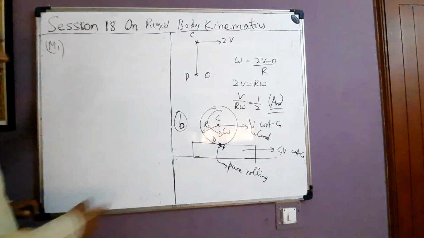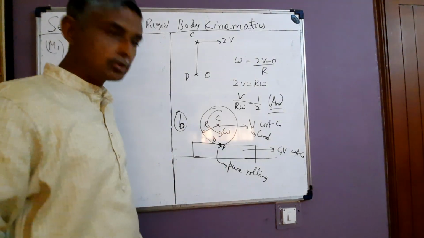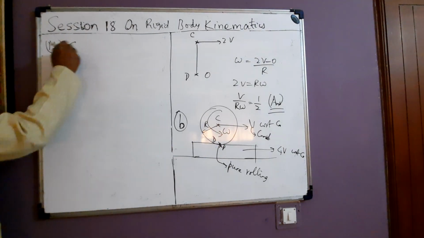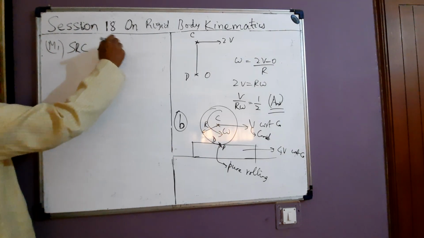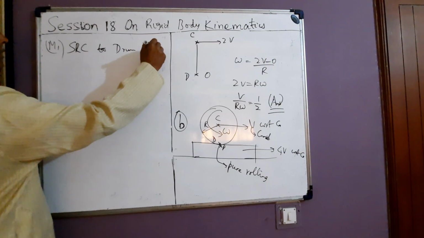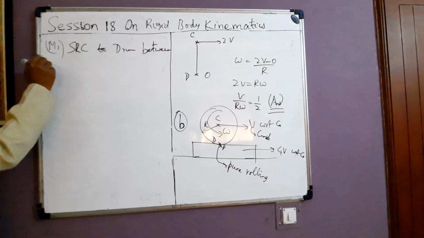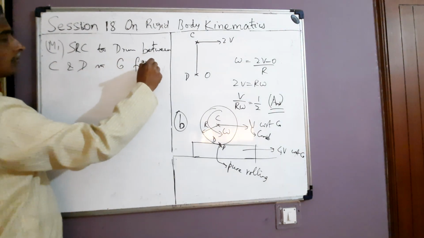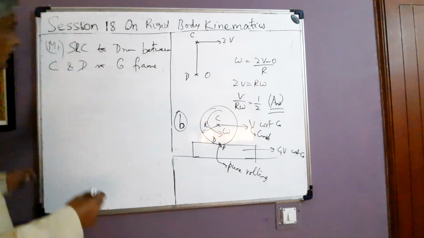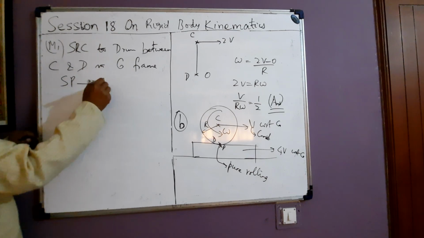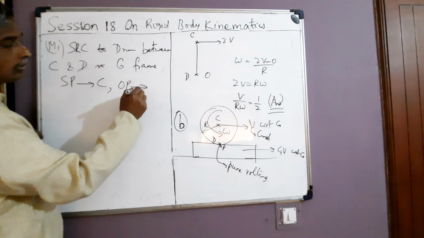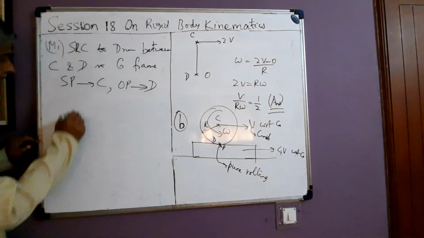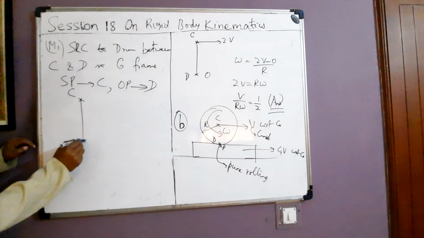So all the velocities and angular velocities have to be taken with respect to ground, which is v and omega; they are with respect to ground. It is given. So SRC to drum between C and D in ground frame, G frame, meaning ground frame. So SP is C, OP is D. Now we draw the line joining SP and OP, that is C and D. This is a vertical line. This is C, this is D.